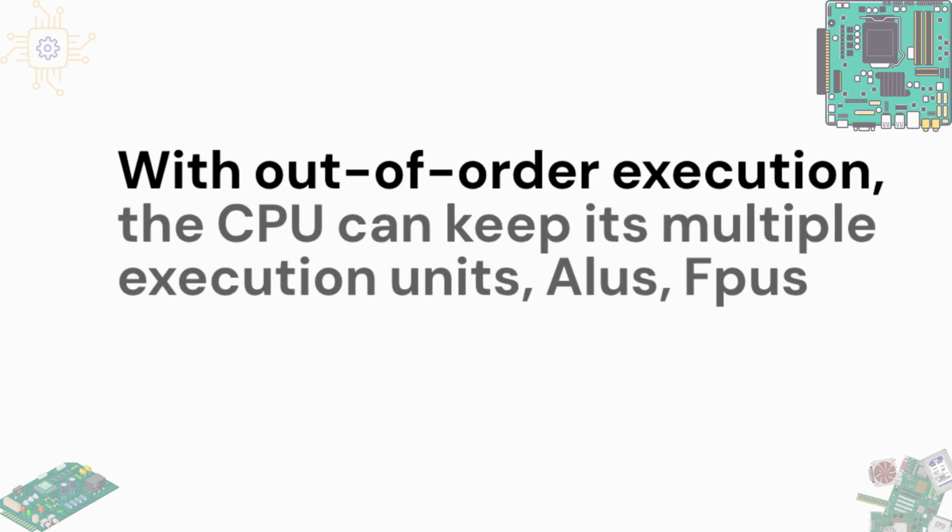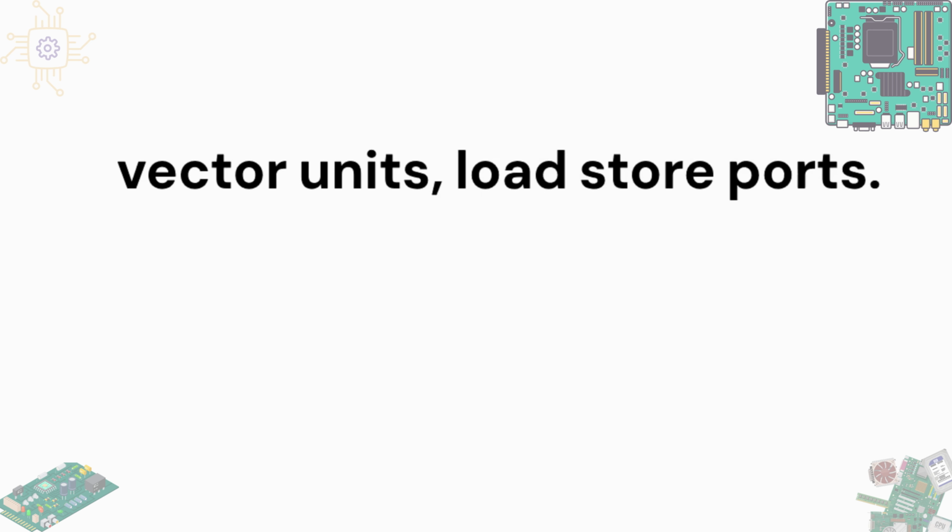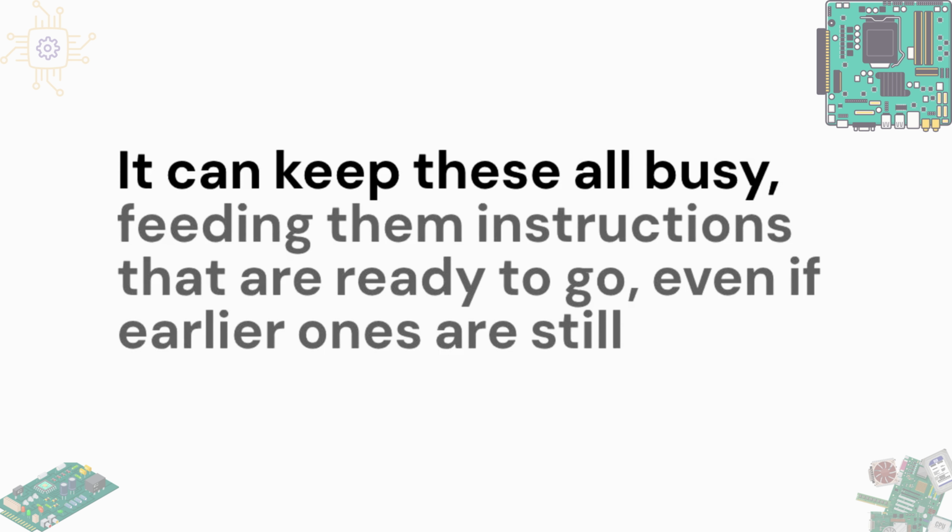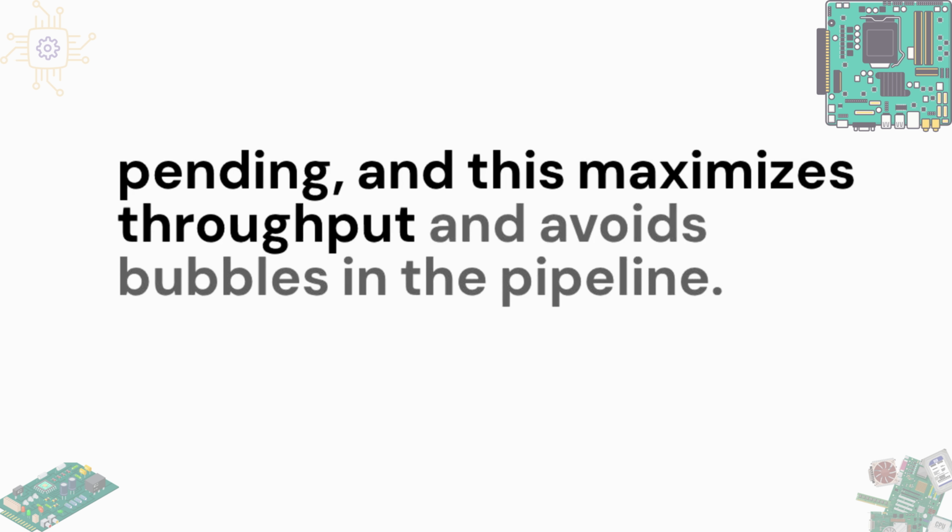With out-of-order execution, the CPU can keep its multiple execution units, ALUs, FPUs, vector units, load store ports, all busy, feeding them instructions that are ready to go, even if earlier ones are still pending. And this maximizes throughput and avoids bubbles in the pipeline.